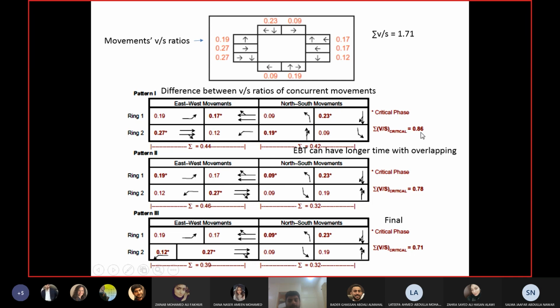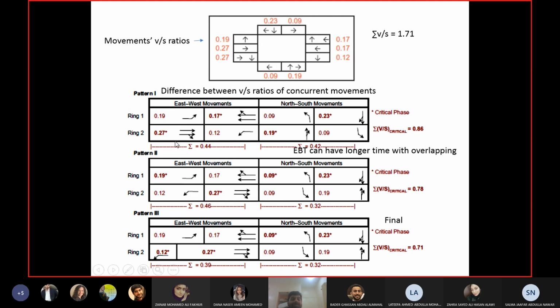So you can stop here if you want. You will get some practical signal timings. But is there a rearrangement possible where similar V by S ratios can be merged together?